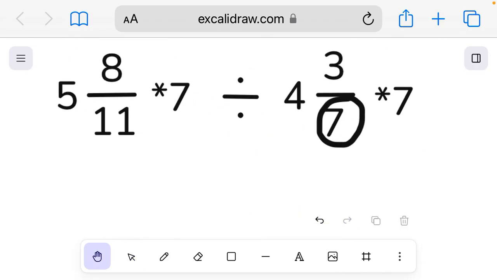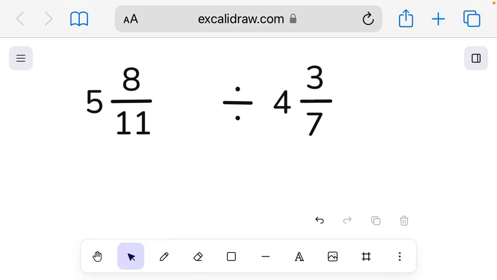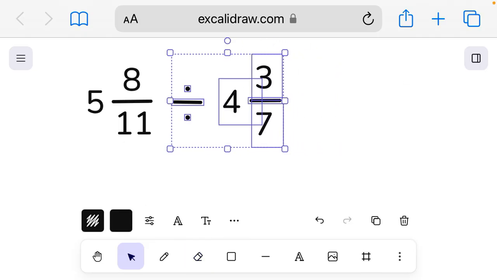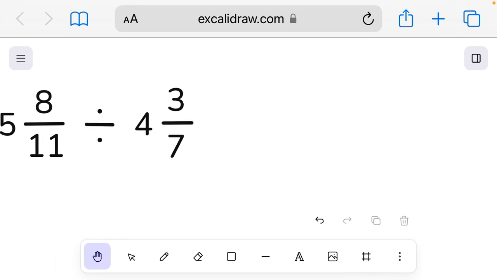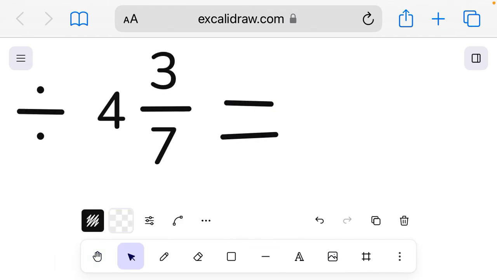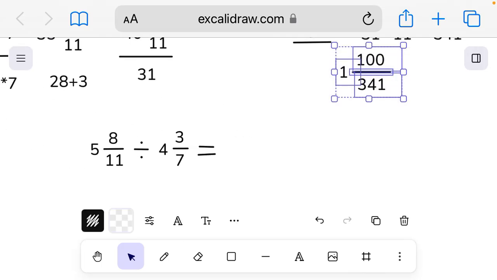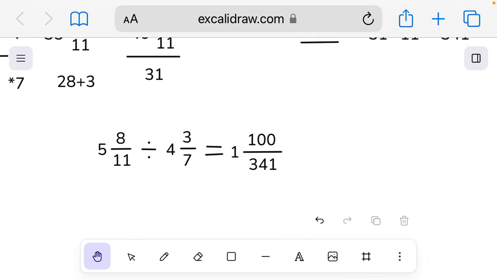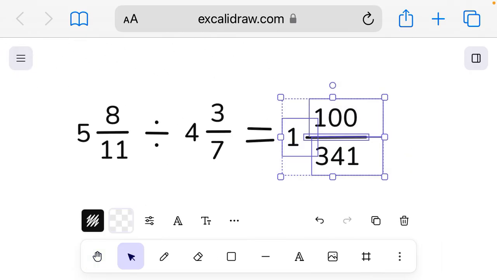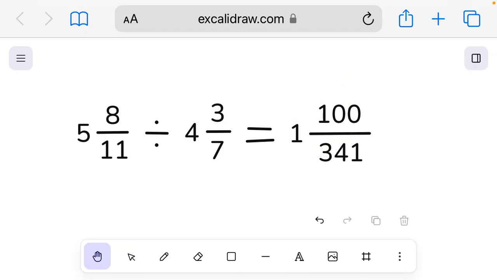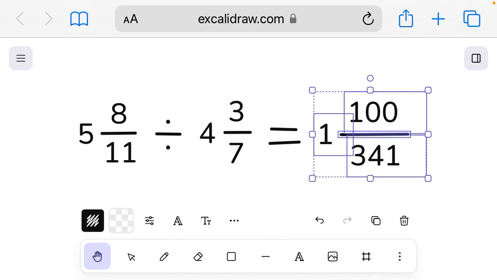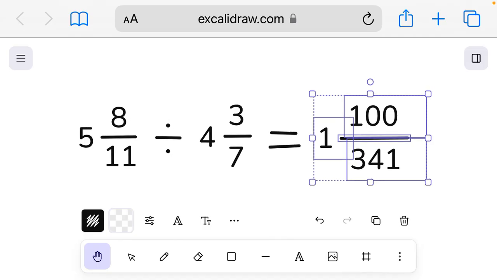So the answer to, hold on, give me a sec. The answer to 5 and 8 over 11 divided by 4 and 3 over 7 is 1 and 100 over 341. So I guess this is the answer to this problem. If I get it wrong, I have to redo this video. But this is how you divide mixed numbers without converting to improper fractions.